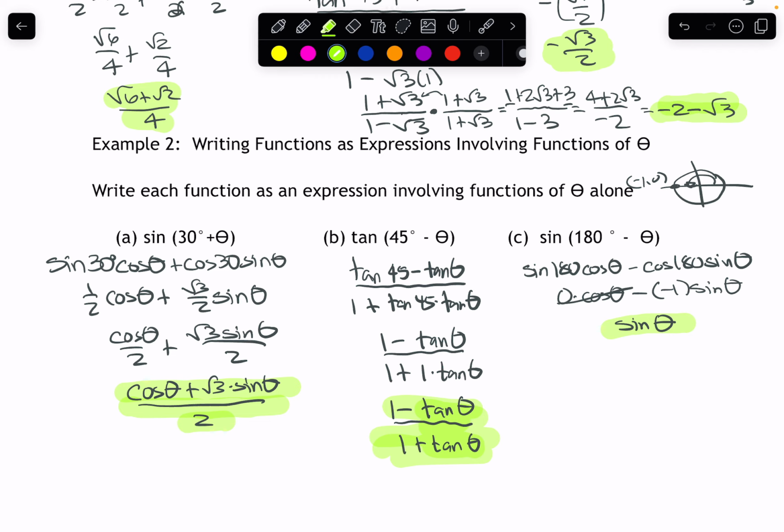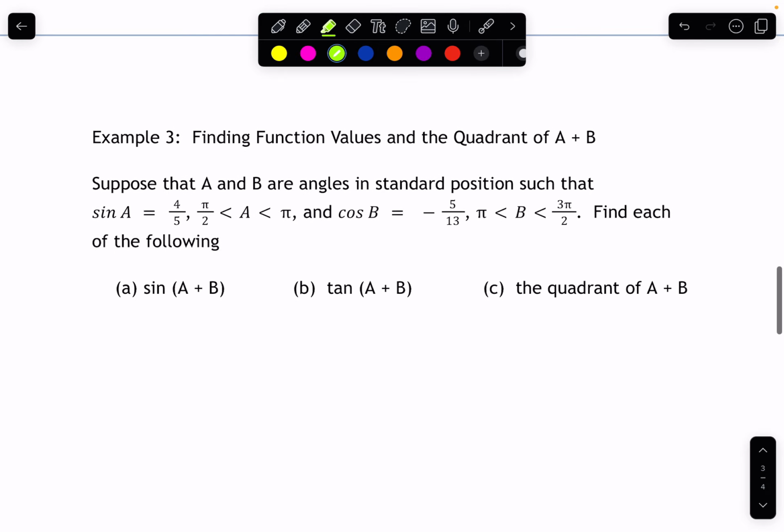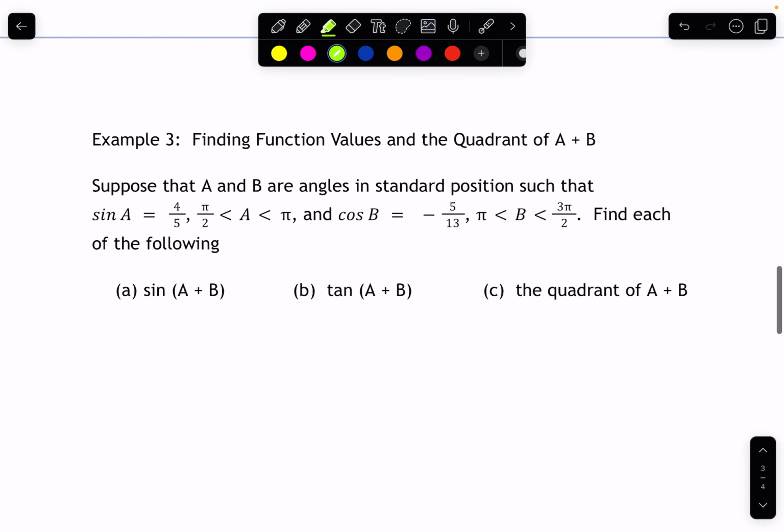Again, if you need to, at any point in time, pause the video, and then you can go back and look at what the notes are. Example 3, similar to what we did yesterday in the fact that we have to find some of the additional information that we're going to need. So we're given that the sine of a is 4/5, and pi over 2 is less than a, which is less than pi. That tells me that that's in quadrant 2.